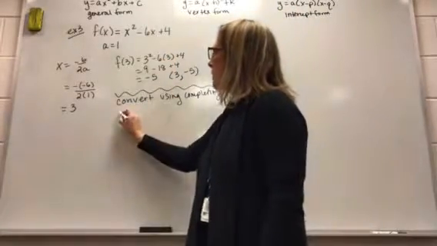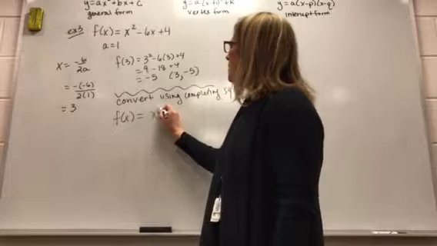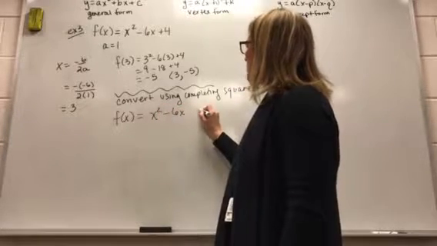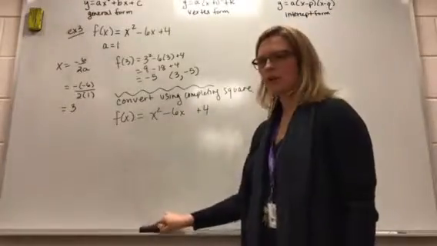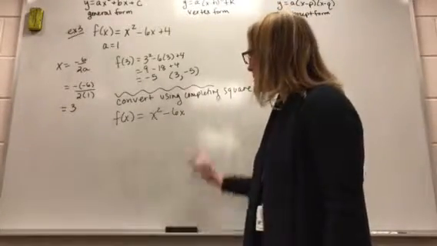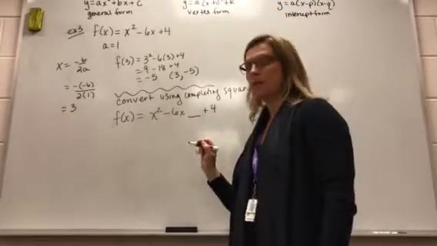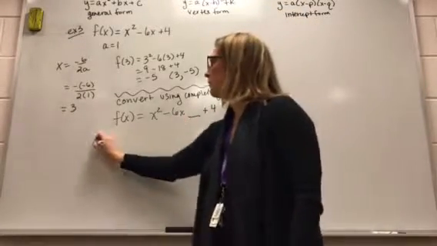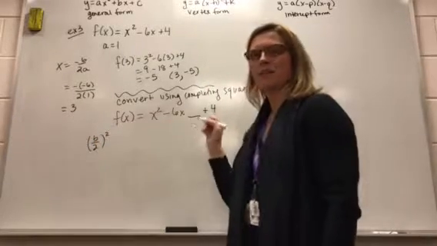So if you remember, f of x equals x squared minus 6x plus 4. What you're going to do is you're going to take this plus 4 and you're going to leave a little bit of space. So you're going to write it to the right. So I've got a little bit of space here. Now to complete the square, you take your b value, you divide it by 2, and you square that, and then you add it to both sides.